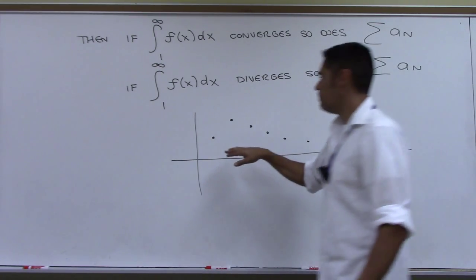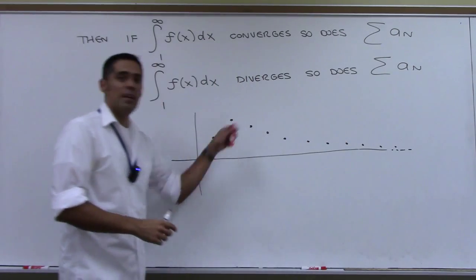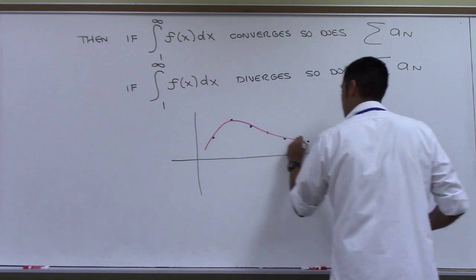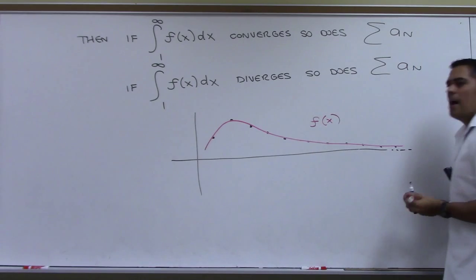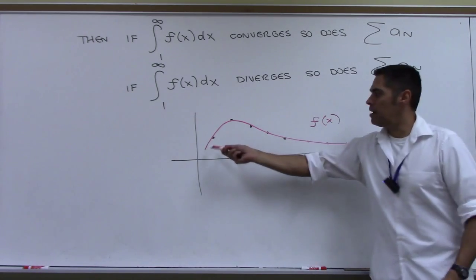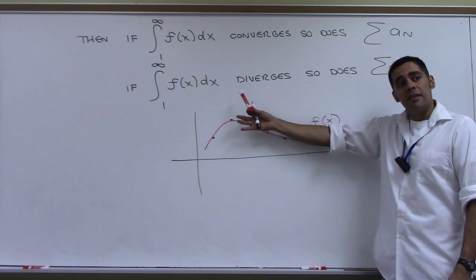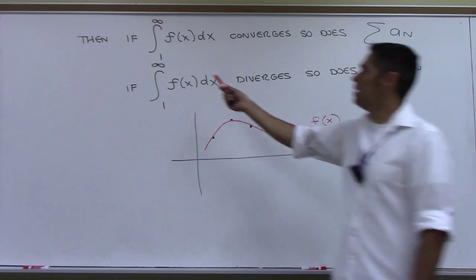So I've got a sequence that's decreasing. If I, instead of looking at the sequence of dots, use a function instead, that's f of x. I have a continuous, nice, smooth curve. It is positive, above the x-axis, and it is decreasing. Then what does this integral represent?